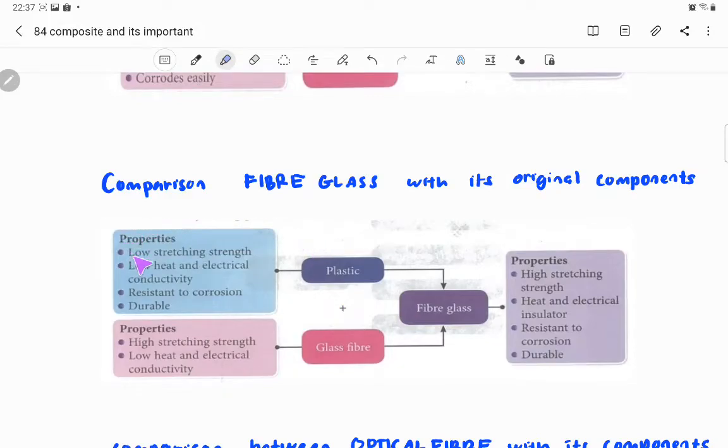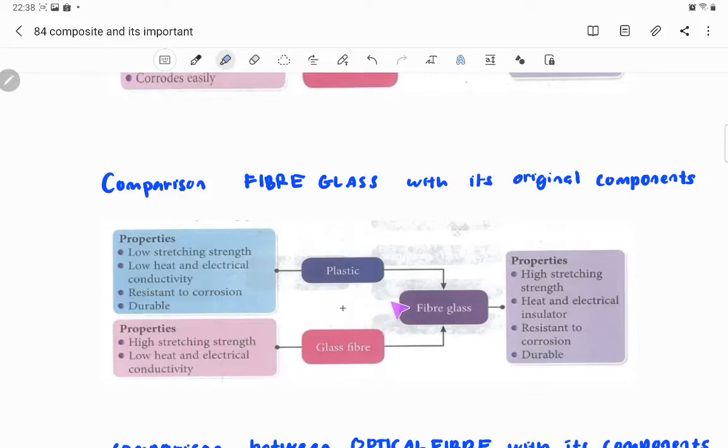the properties is low stretching strength, low heat and electrical conductivity, resistant to corrosion, and durable. So as you can see, we have two disadvantages that we need to overcome, which is low stretching strength, low heat and electrical conductivity. So in order to overcome these disadvantages, okay, we'll combine with the glass fiber, which is high stretching strength, and low heat and electrical conductivity.